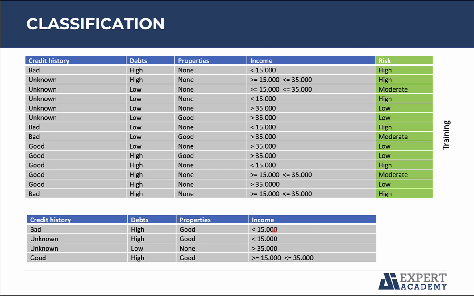So when the algorithm is trained, each one of these customers is sent to the algorithm and it is going to return a prediction of whether the risk is high, moderate, or low. So the bank employee will decide if the loan will be granted to the customers. This is how a classification task works.